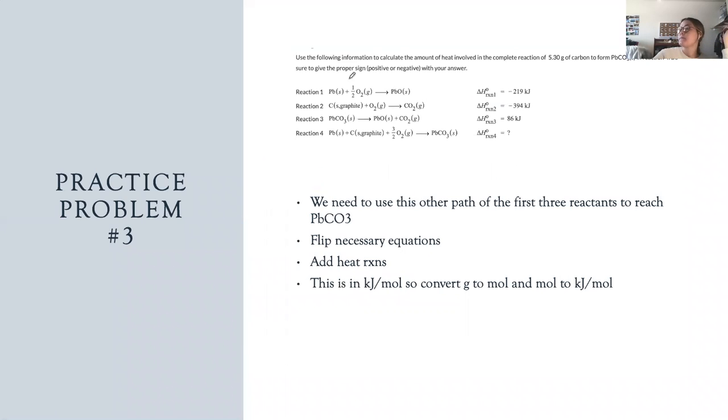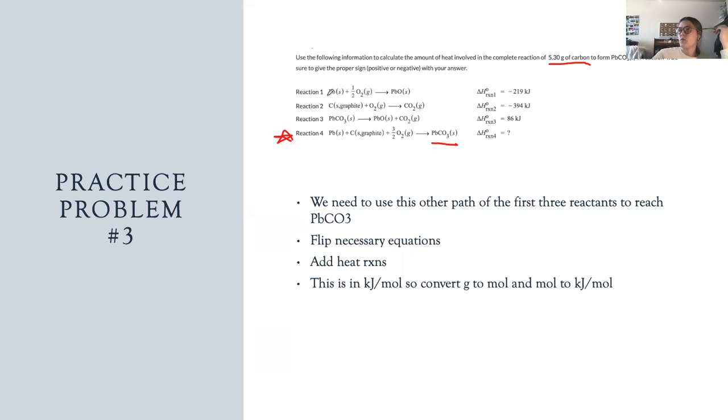All right, moving on to practice problem number 3. This one is a little more tricky. Use the following information to calculate the amount of heat involved in the complete reaction of 5.3 grams of carbon to form PbCO3 in this reaction 4. Be sure to get the proper sign with your answer. So we are looking to find the same product as reaction 4. We're looking to end with PbCO3.